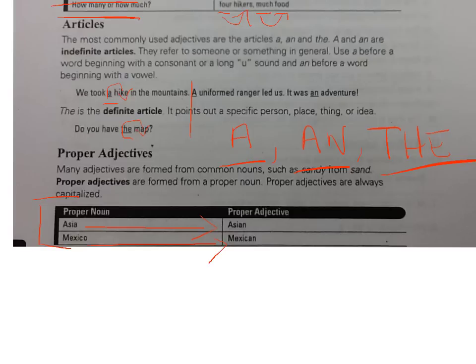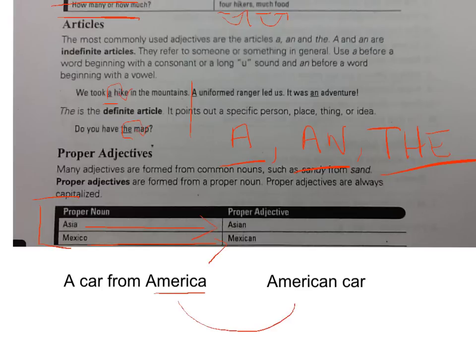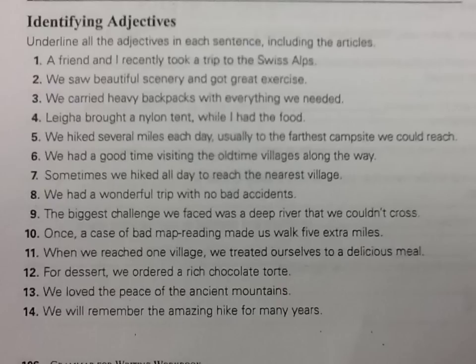Let me give you just a couple more examples. Let's say that we had a car from America. You could just as easily say American car. So this word, America, this proper noun, has become a proper adjective, American, which in this case is modifying car. So when you see capitalized words that are modifying other nouns in these sentences, make sure you identify them as adjectives.